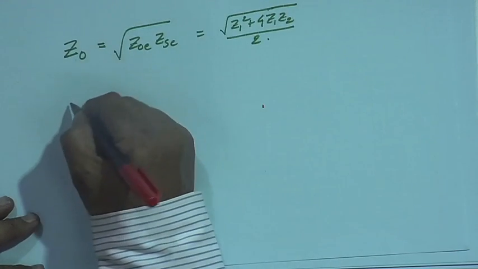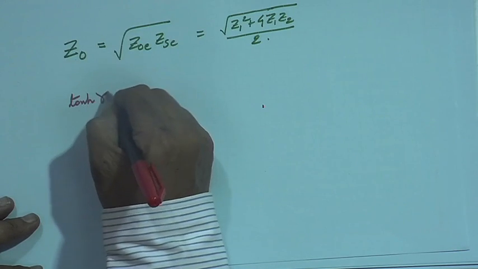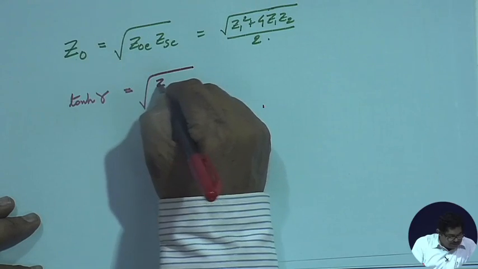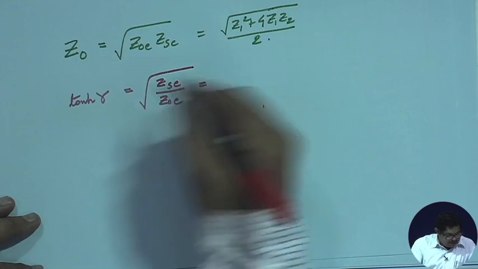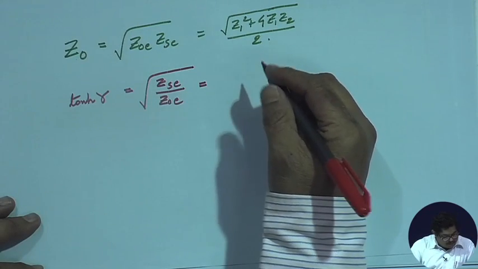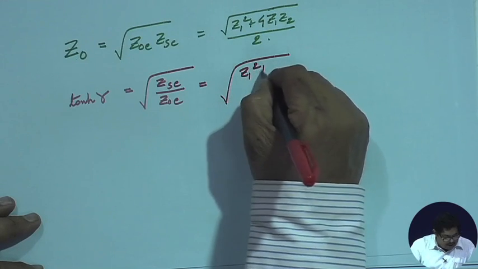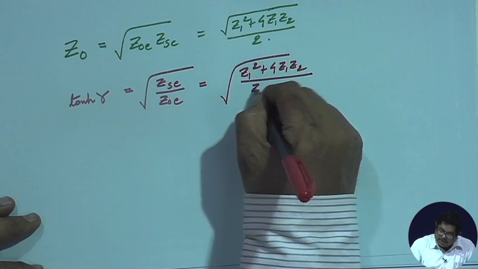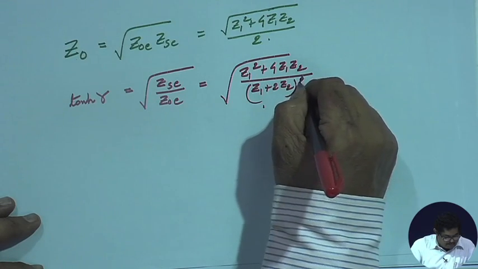What is the other parameter of the two port symmetrical reciprocal network? Gamma. So, what is tan gamma? We know that it is ZSC by ZOC, and if you do this, that will become root over Z1 square plus 4 Z1 Z2 by Z1 plus 2 Z2 square.